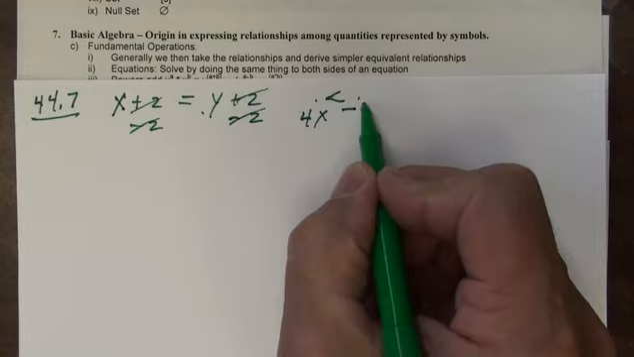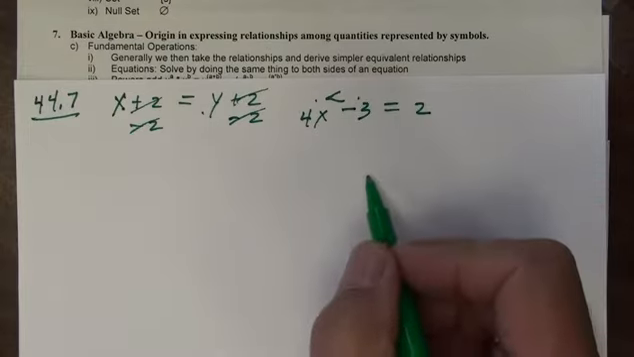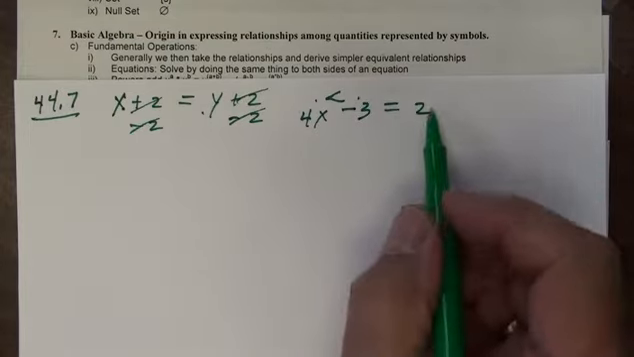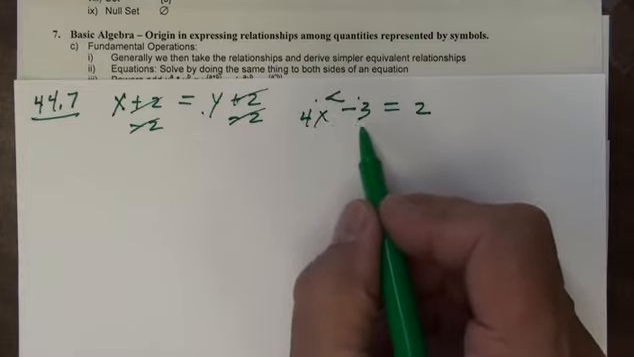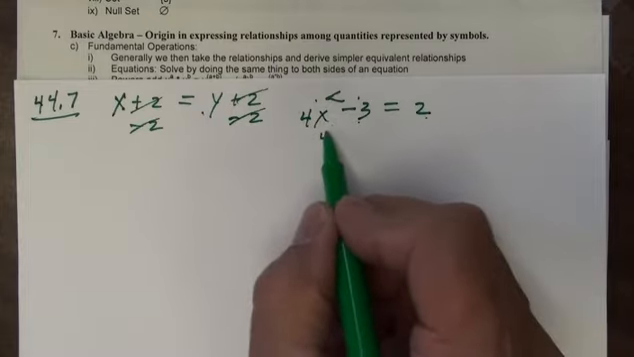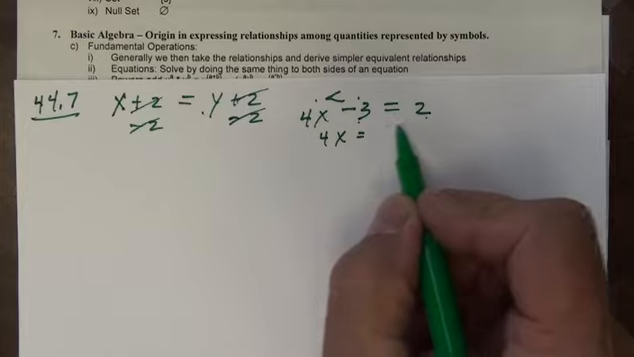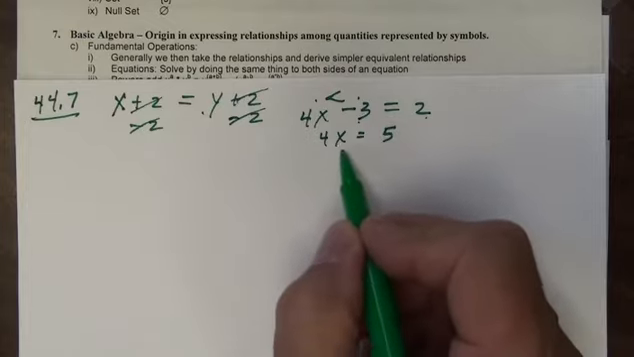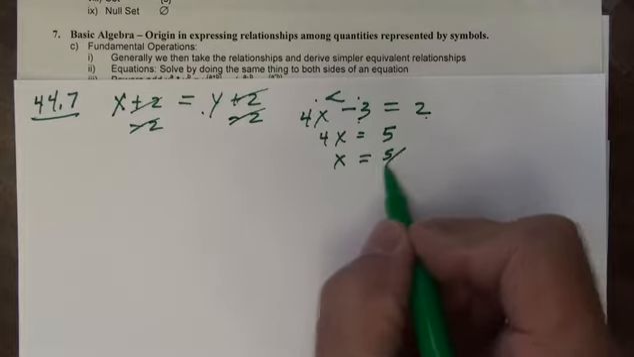4x minus 3 is equal to 2. We would, quote, simplify and solve that equation for x by adding 3 to both sides. 4x, therefore, is equal to 5. And then dividing both sides by 4, giving us x is equal to 5/4.